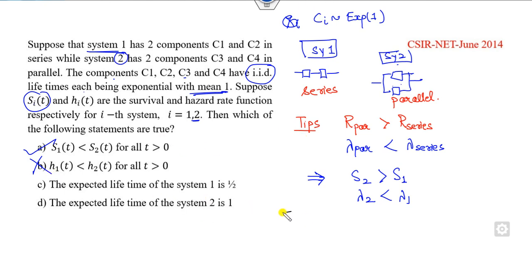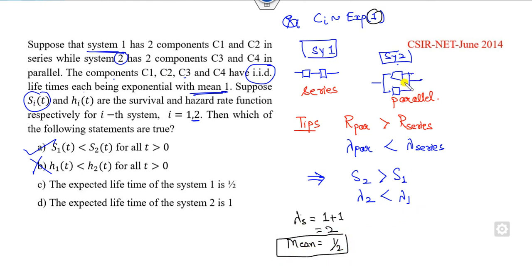Expected value of the series. So what is the expected value of the series? As I gave you the tip, it will be lambda 1 plus lambda 2. So what is the mean? It's 1 plus 1, 2. Sorry, it's the expected value. Firstly, you can find the lambda of this. It is my lambda 1 plus lambda 2. So 1 plus 1 is my 2. So the mean will be 1 over this.